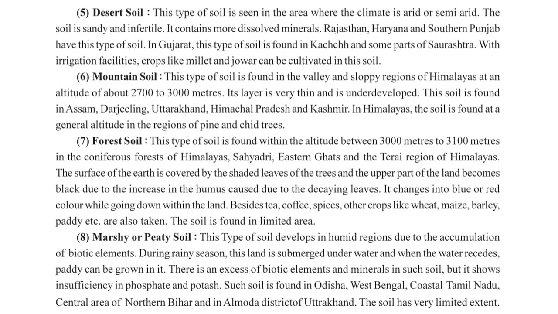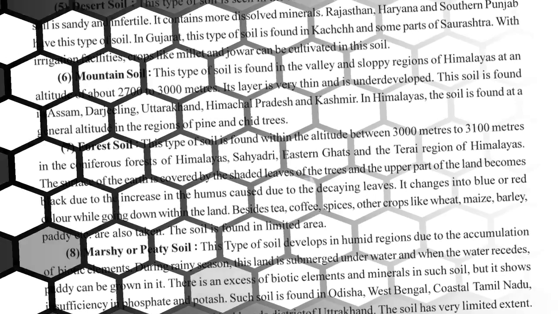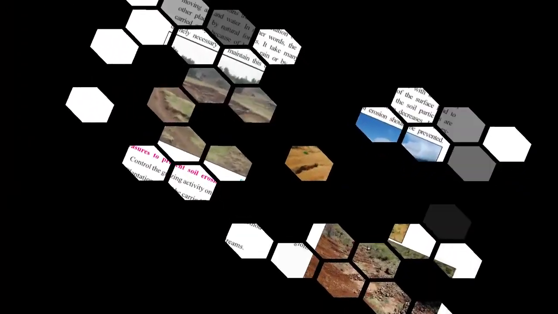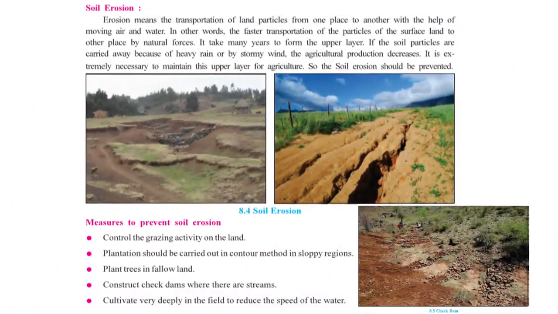So students, this is a detailed note of 8 different types of soil generally found in India. Moving to our next topic, that is soil erosion. Now what do you mean by erosion? Erosion is nothing but transportation, or we can say shifting of the surface of the earth. Soil erosion is the surface of the earth shifting from one place to another.